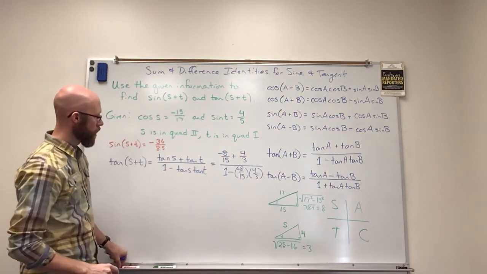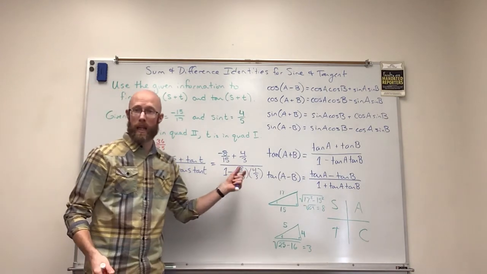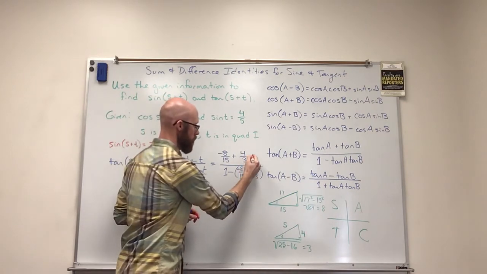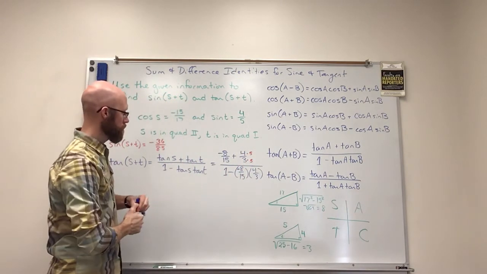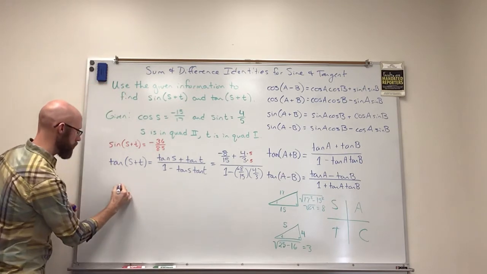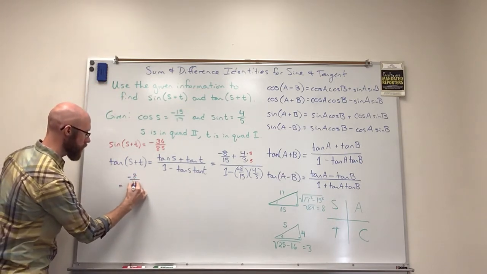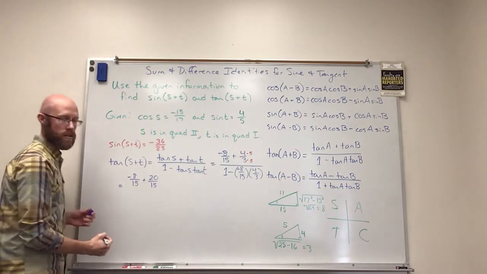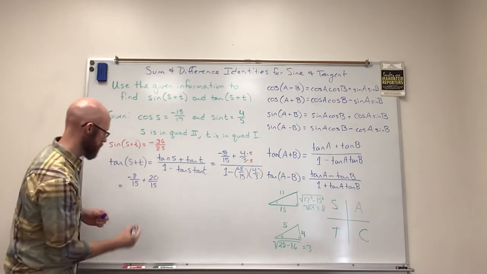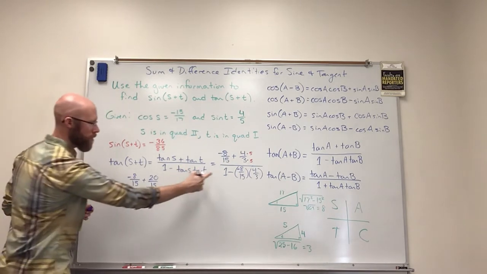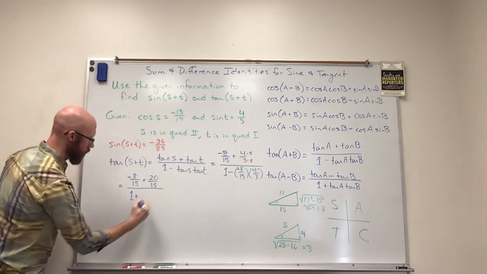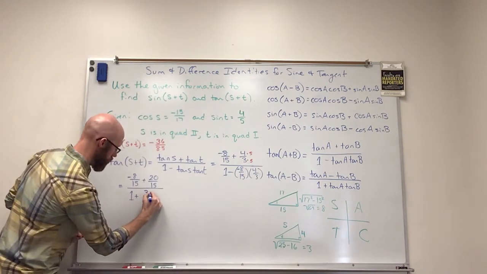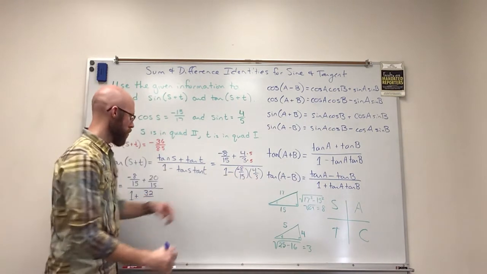So now we've got to combine these things. I notice right away I have unlike denominators, but I can get common denominators here, right? 15 and 3. Multiply the 3 by 5, top and bottom. That's going to then be negative 8 over 15 plus 20 over 15. That's the numerator. The denominator, I've got a double negative, so it's 1 plus, and then I've got to multiply these. So 8 times 4 is 32. 3 times 15 is 45.